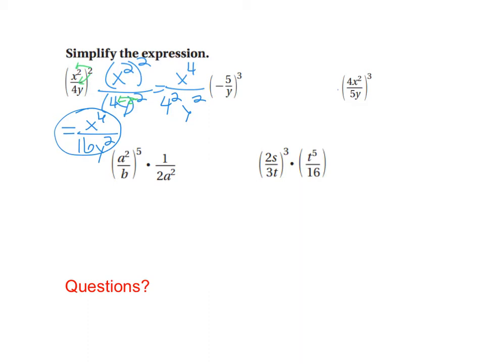Now, look at the next one. I've got negative 5 over y, all raised to the 3rd. It's important here that you look at this negative. It's in parentheses, so this negative is part of the base, right? So I'm actually raising the negative to the 3rd power. What's a negative to the 3rd power going to be? It's going to be a negative times a negative times a negative, which is going to be negative. And then I'm going to have 5 to the 3rd over y to the 3rd. On these, they want you to go ahead and work out your numbers. So this is going to be negative 125 over y cubed.